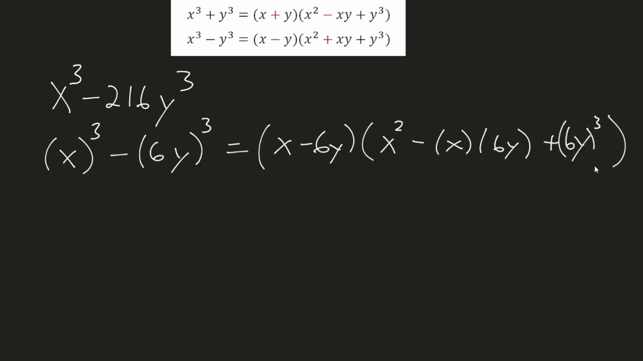And you may have noticed I missed something already, but this is where I want to double check against my formula. X minus 6y, x squared plus, this is the change, this needs to be plus x times 6y plus 6y cubed. So once you write it out, double check yourself against the formulas, okay?